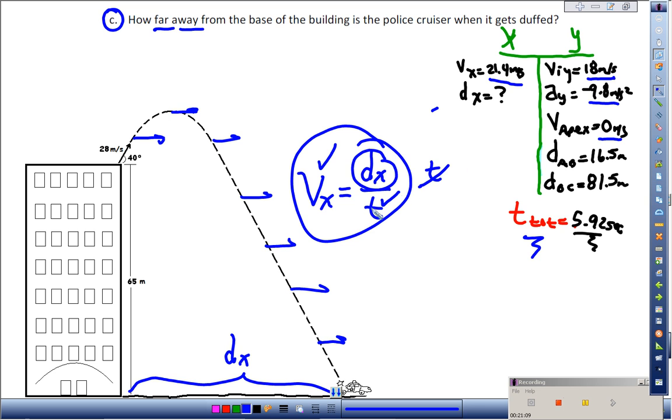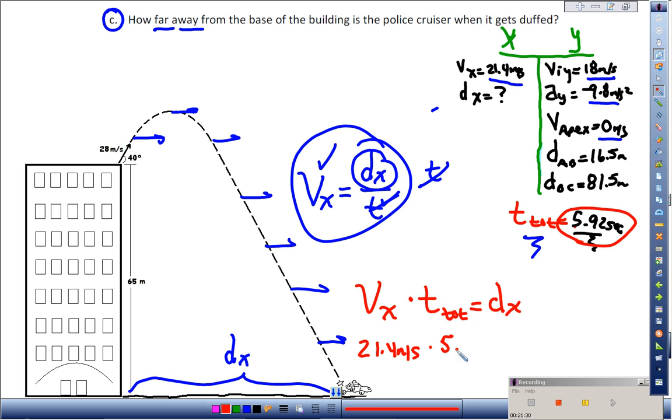Multiply both sides by time, it cancels out, and then you get an equation that looks like this. Horizontal velocity times the total time is equal to the displacement in the horizontal direction, or in this case, it is 21.4 meters per second times the total time of 5.92 seconds. And you get a total displacement from the base of the building of 126.7 meters.